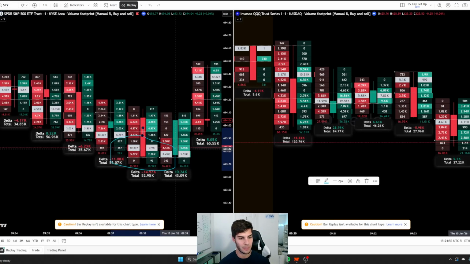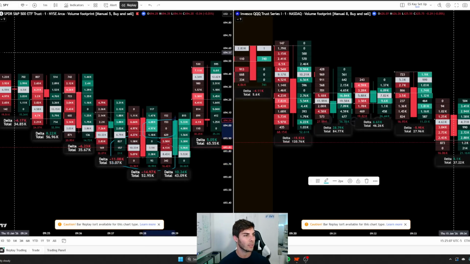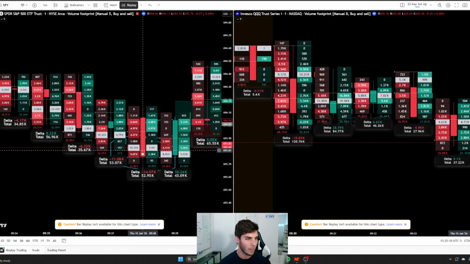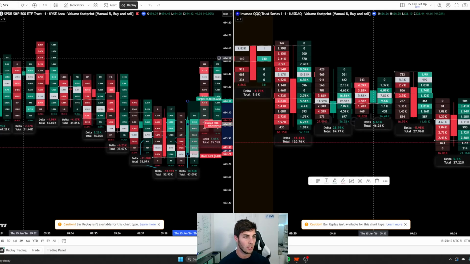Here is picture perfect absorption. 10K on the sell side, 3.9K on the buy side. We only extended 6 cents, which is great. And then we saw buyers come in, but I wouldn't be confident until we saw this 4K to 0. So once we saw 4K to 0, then I'd be going in long. Stop loss again right below that zone. You could target high of day.